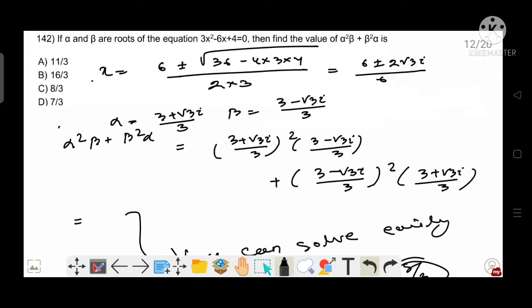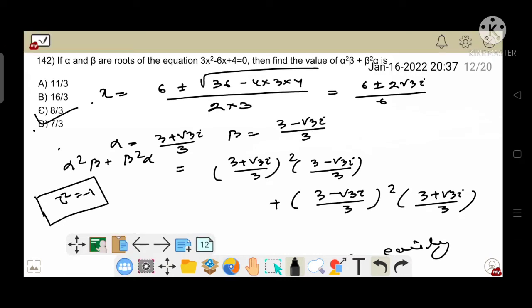Easy step in life. You should remember this one, that i square is equal to minus 1. This is the important thing. Plus minus, you have to subtract, add this. Okay, moving to next.